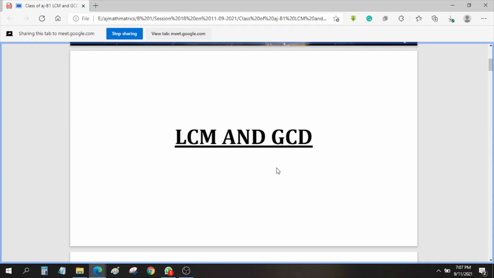So GCD and LCM is for two numbers. For two numbers we'll have GCD, for two numbers we'll have LCM. For two or more numbers also we'll have LCM and GCD. At least two numbers are required to find out LCM or GCD.